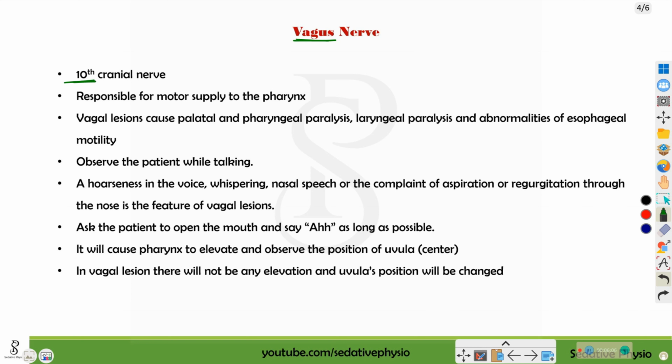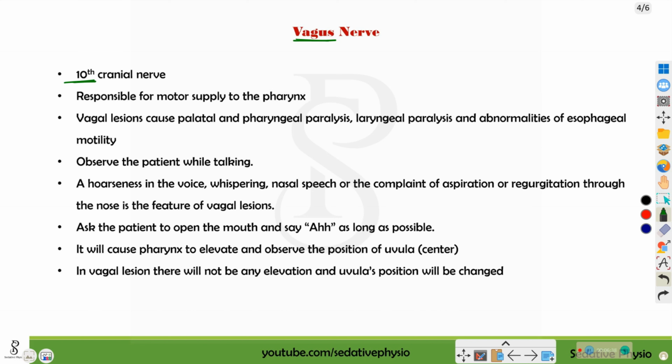In the cranial nerves, some nerves are completely sensory in nature, some are completely motor, and some are mixed. As we have already discussed in the previous lecture, the trigeminal nerve is a mixed nerve because it has both a sensory and a motor part. But the vagus nerve is mainly responsible for just the motor supply to the pharynx.